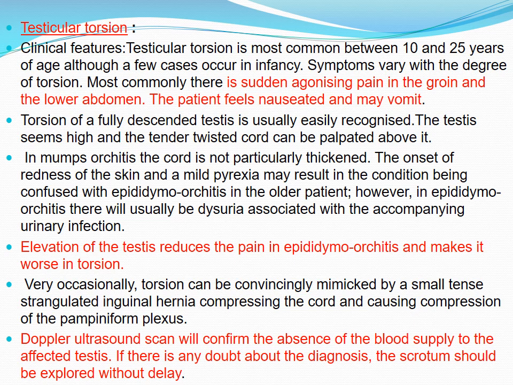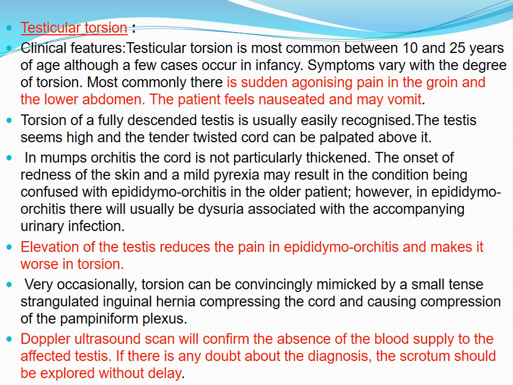Torsion of a fully descended testis is usually easily recognized by examination. When looking at the scrotum, the testis seems high, and when we palpate, in addition to the tenderness of the testis and the epididymis itself, there is also a tender and twisted cord. We can palpate above the testis. This means there is a twisted cord, I mean a twisted testis.